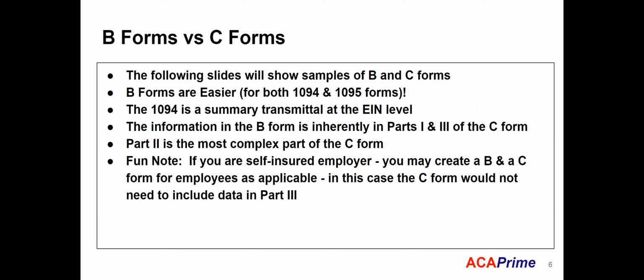But note, if you are a self-insured employer, you may create a B and a C form for employees as applicable. In this case, the C form would not need to include data in Part 3, as we'll see, as that will be shown on the B form.